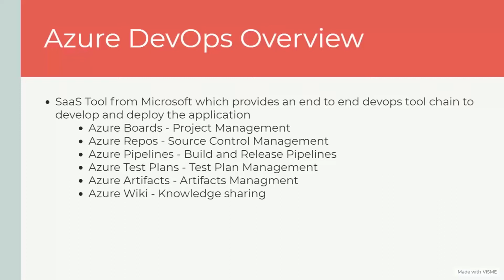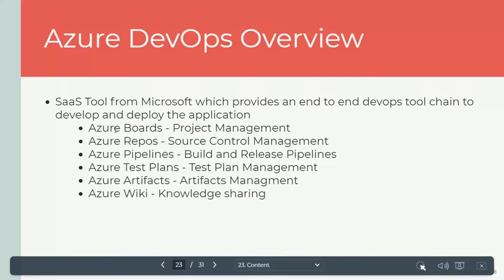Understanding those things, many of the tools, like GitLab and even Bitbucket, are trying to give a one-stop solution. There you can get all the project management tools, source control, build and release pipelines, test plan management, artifacts management, and knowledge sharing. All the features are given in a single application, so it is also easy to use. These are all the things we are going to see as part of this course.